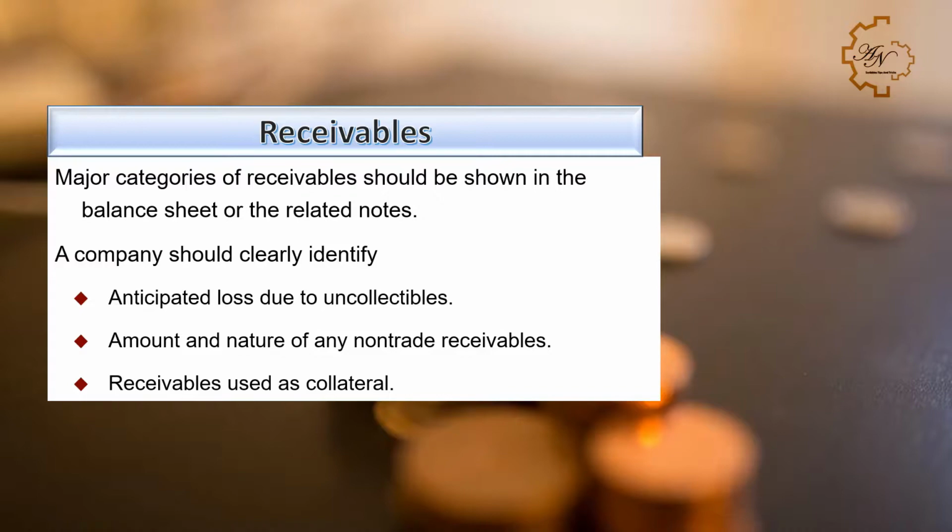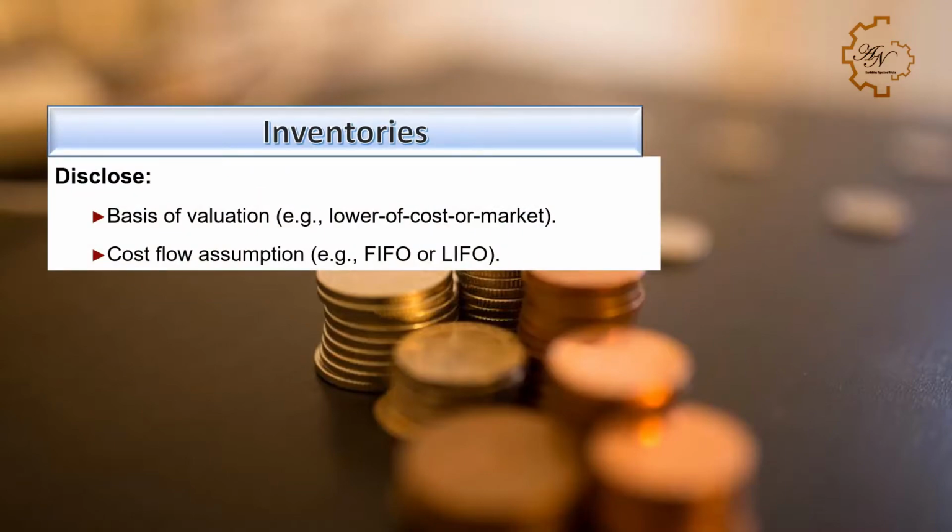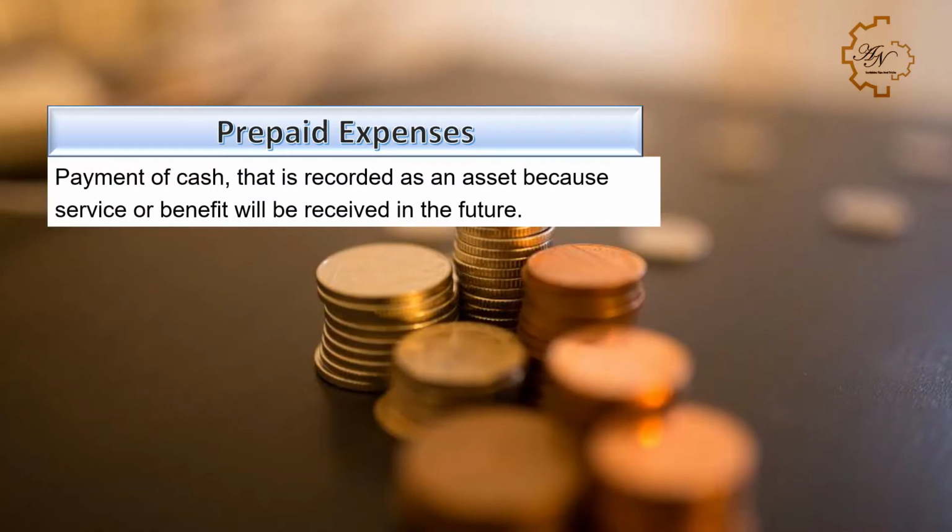Receivables. Major categories of receivables should be shown in the balance sheet or the related notes. A company should clearly identify anticipated loss due to uncollectibles, amount and nature of any non-trade receivables, and receivables used as collateral. Inventories. To present inventories properly, a company discloses the basis of valuation, for example, lower of cost or market, and the cost flow assumption used, for example, FIFO or LIFO. Prepaid expenses. Payment of cash that is recorded as an asset because service or benefit will be received in the future.